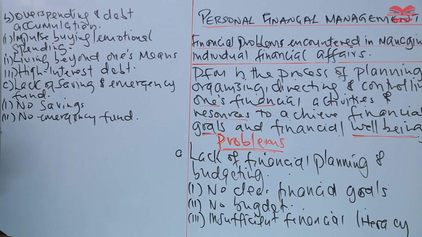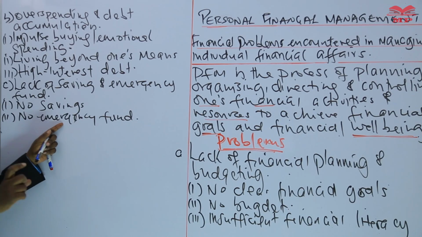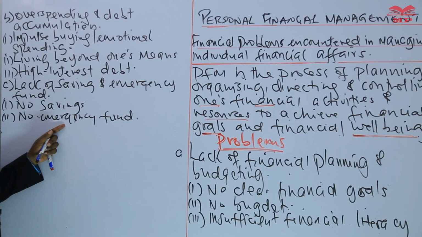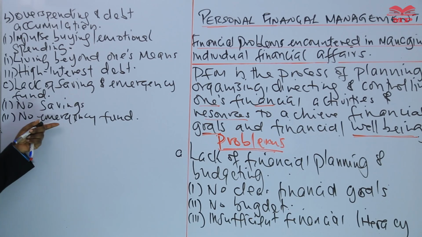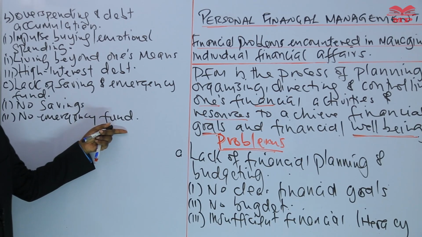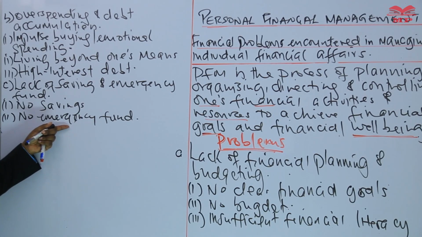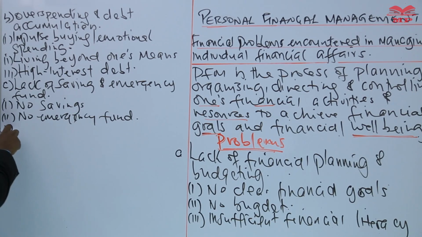Because candidates, emergencies in life are inevitable. So lacking an emergency fund can lead to relying on credit or taking out loans during unexpected circumstances. So it is advisable, candidates, that if you have an income, make sure that a certain percentage of your income goes into an emergency fund. This is a fund that individuals may use in times of emergencies. Do you understand?